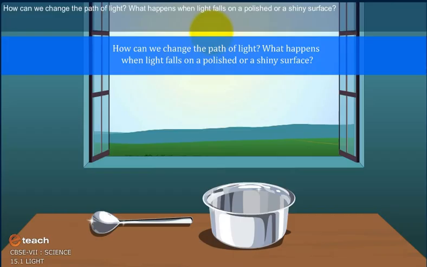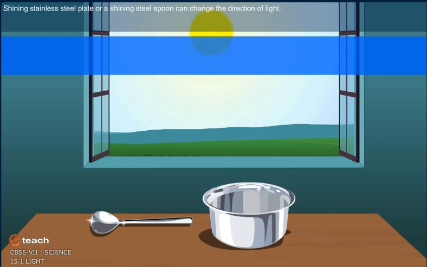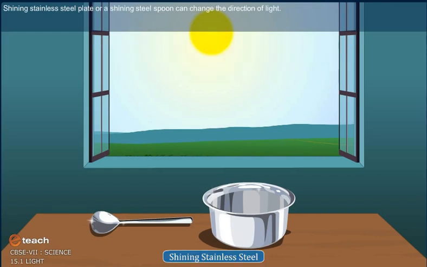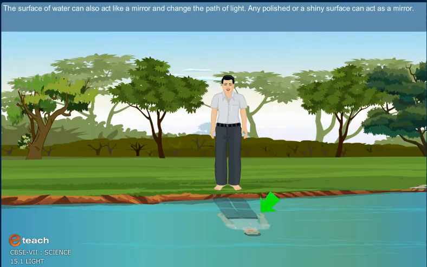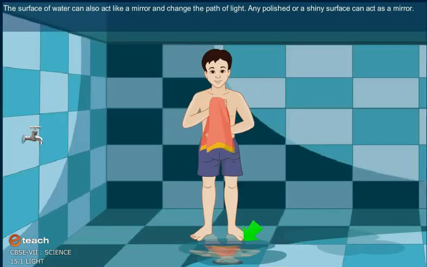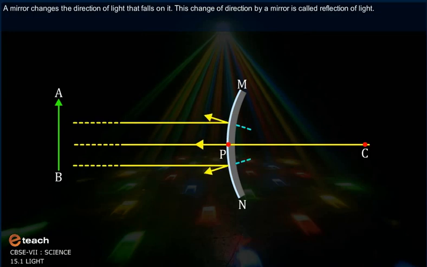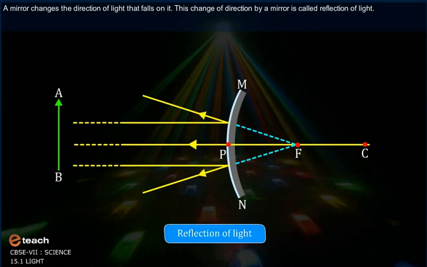Reflection of light. How can we change the path of light? What happens when light falls on a polished or a shiny surface? A shining stainless steel plate or a shining steel spoon can change the direction of light. The surface of water can also act like a mirror and change the path of light. Any polished or a shiny surface can act as a mirror. A mirror changes the direction of light that falls on it. This change of direction by a mirror is called reflection of light.